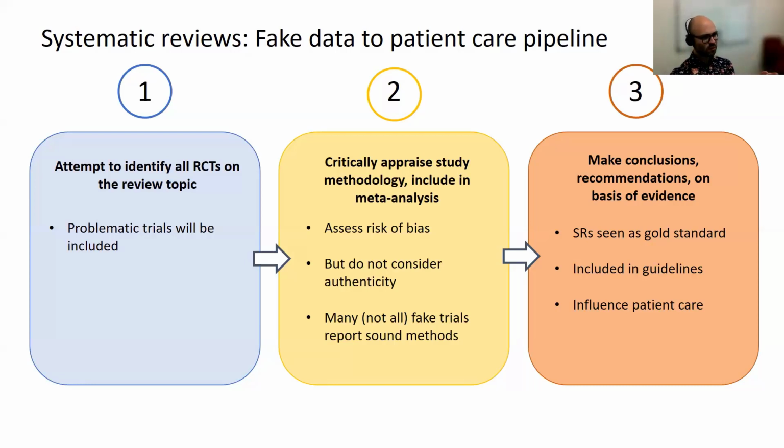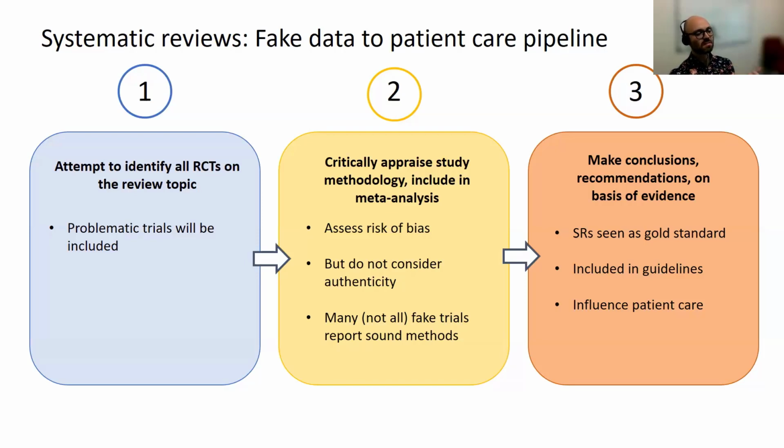So first of all, we attempt to identify all of the trials that have been done on our topic. That means that these problematic trials, if they exist, are very likely to be picked up and included. We try to be inclusive. What do we do next? Well, we critically appraise the methodology of those studies, right? And we typically do that by assessing risk of bias, for example.